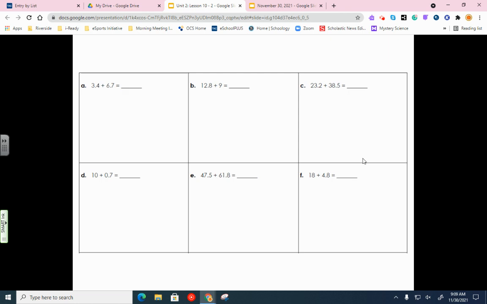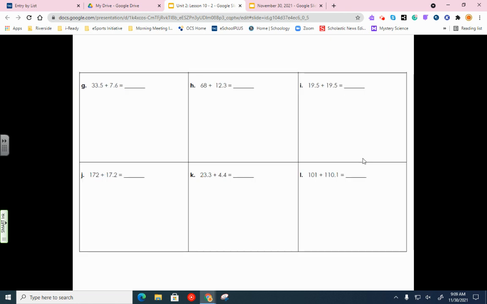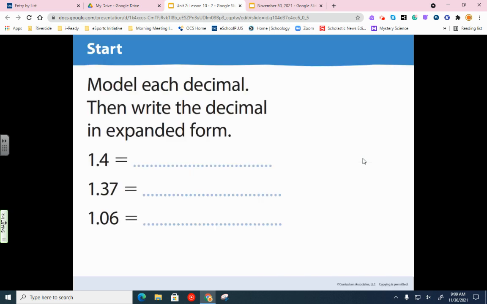These were the questions that we did yesterday for our classwork. We could skip those. If you were in class, we would have gone over those together. But let's do a warm up.